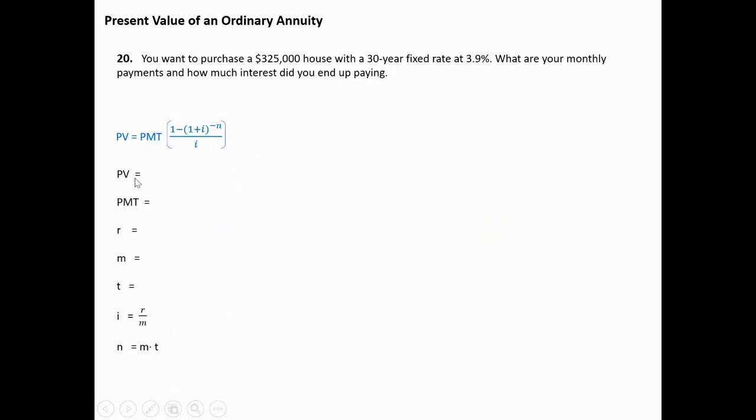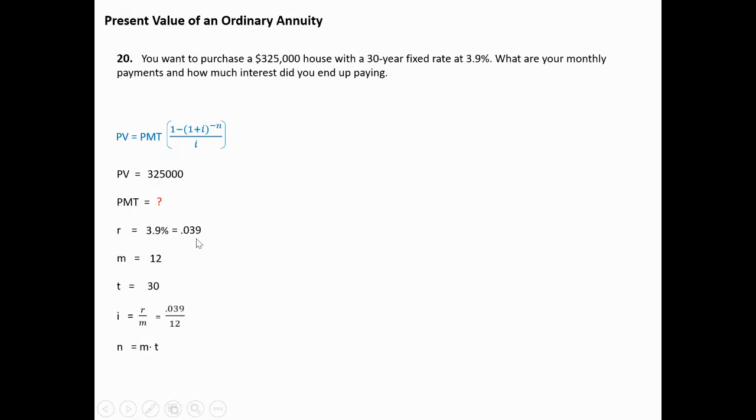So now we're looking for the payments, correct? This money here, the 325, is a present value. That's the money that you're going to borrow from the bank. Now the interest rate is 3.9%, which will be 0.039. The M is going to be 12, right? Because for real big investments like houses or cars, there's always monthly payments. So the M will be 12. The T is for 30 years.